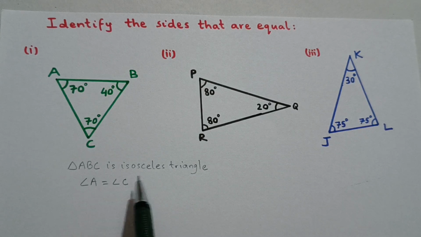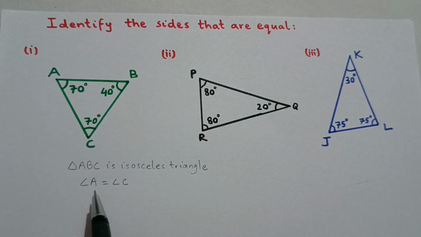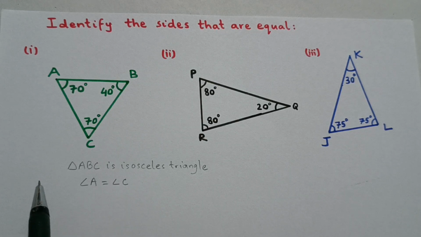So triangle ABC is isosceles triangle, so it will have two angles equal to each other and two sides equal to each other. The two angles that are equal to each other is given to us, and now we will find out which two sides are equal to each other. So how to find those two sides?